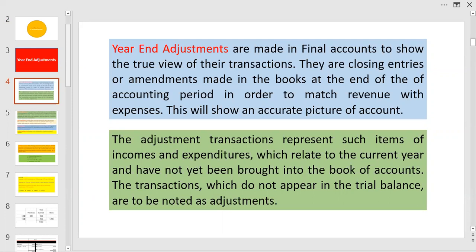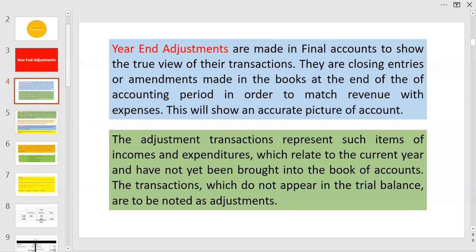The adjustment transactions represent such items of income and expenditures which relate to the current year and have not yet been brought into the books of accounts. These transactions which do not appear in the first trial balance are to be noted as adjustments. However, the correcting entries made are real and part of double entry.